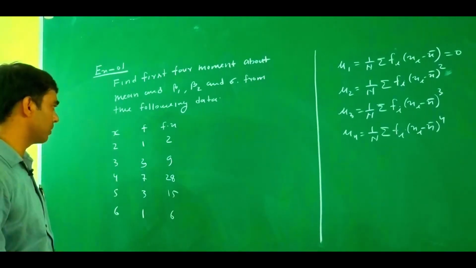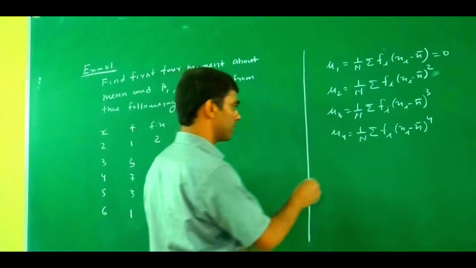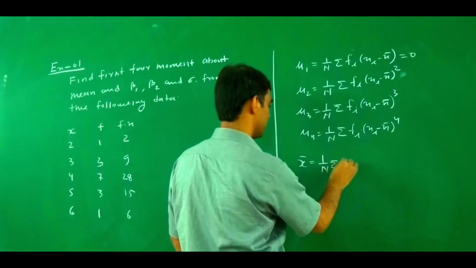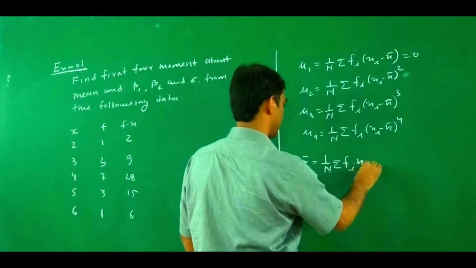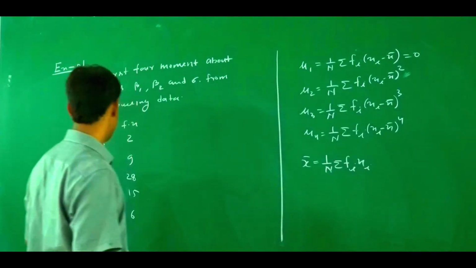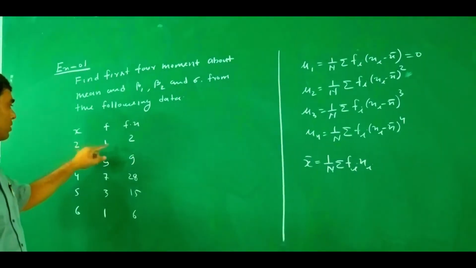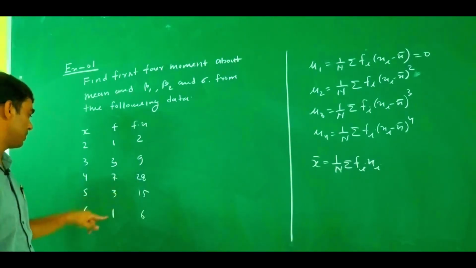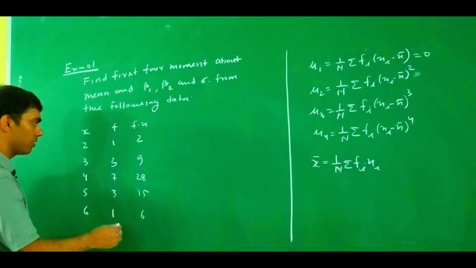What is the value of x bar? We know that x bar equals 1 upon n summation of fi xi. So what is the value of fi xi? Here 2 into 1 is 2, 3 into 3 is 9, 4 into 7 is 28, 5 into 10 is 50, 6 into 1 is 6. And what is the value for this one?